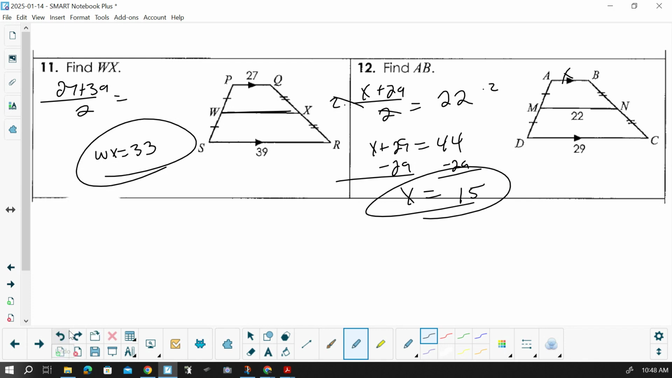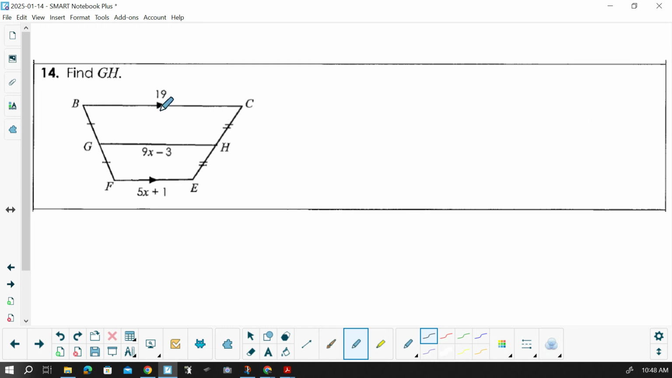Okay. All right, two questions left. Same exact thing. The two bases added together, divide by 2 equals the mid-segment. So one base is 5x plus 1. The other base is 19. I'm going to divide that by 2, and it's going to equal 9x minus 3, which is the mid-segment. I'll multiply both sides by 2. This side over here, I'm going to have to distribute that 2, so I get 18x minus 6. Over here, the 2's cancel, right?